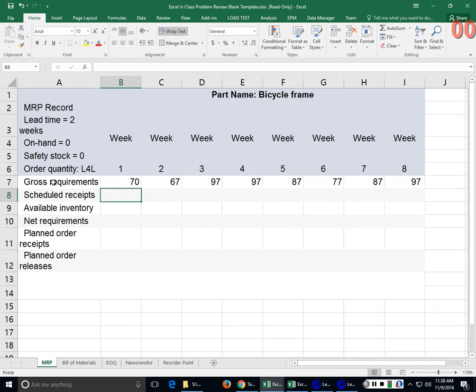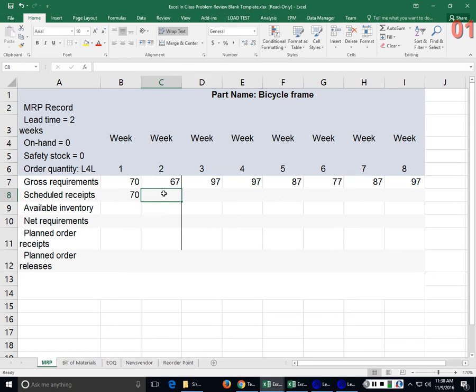But since there's no inventory on hand, and my lead time is 2 weeks, and I need 70 the first week, that would be my net requirements, but I can't back it up 2 weeks because I'm already there. So we're going to assume that somebody's already ordered that, and we identify that as a scheduled receipt. Again, our lead time is 2 weeks. A lot of times I'll look for the lead time and draw a line right here as my reminder that anything before that has to be a scheduled receipt, and anything after that I have to then have a planned order receipt.